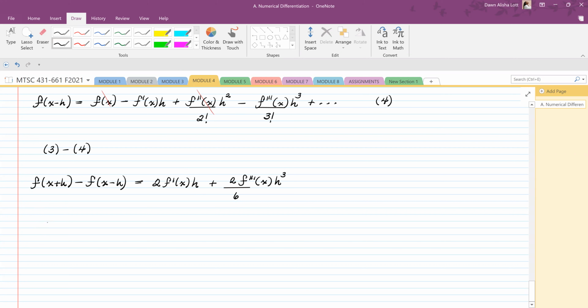F prime at x, I'm going to divide everything by 2h. So I get f at x plus h minus f at x minus h divided by 2h, plus, when I divide this by 2h, I get f triple prime at x times h squared over 6, plus, don't forget my higher order terms. So now I'm going to chop this off.